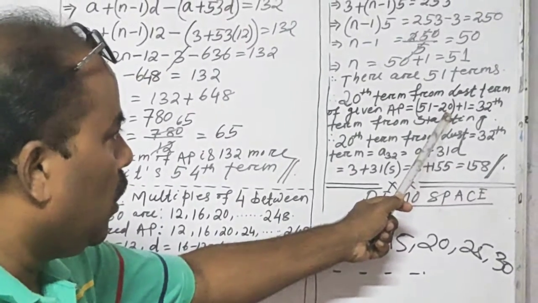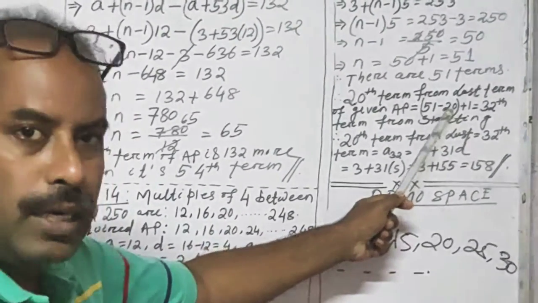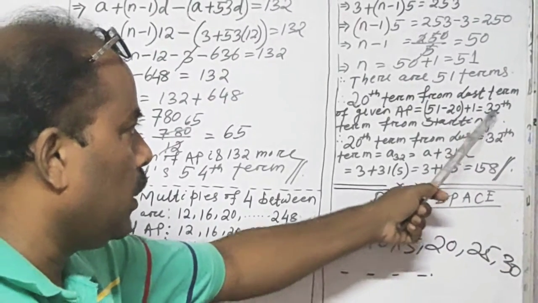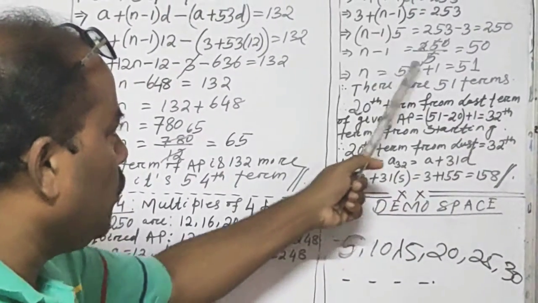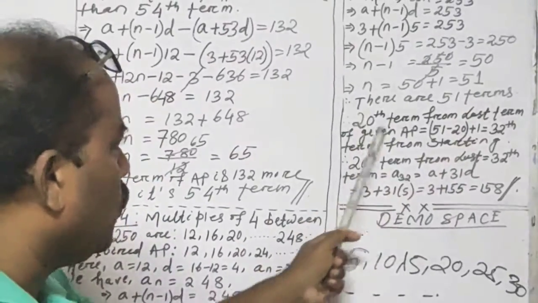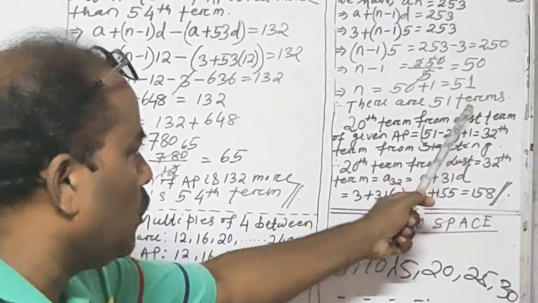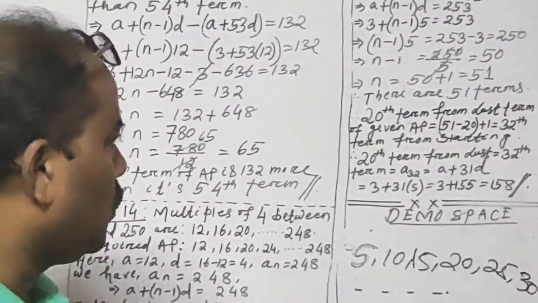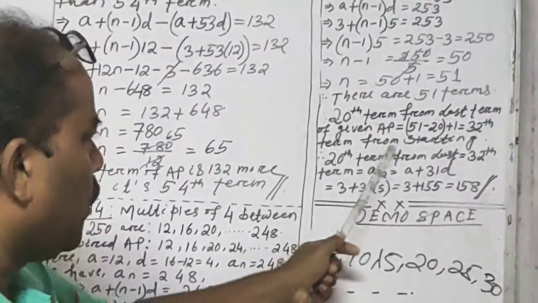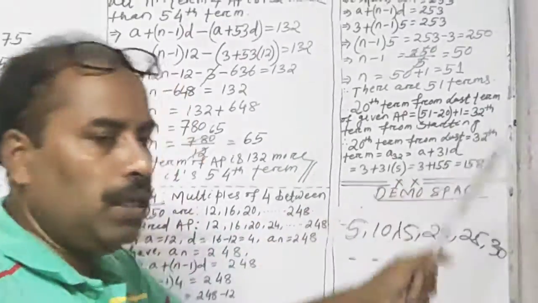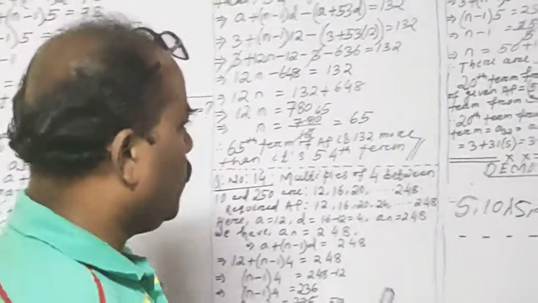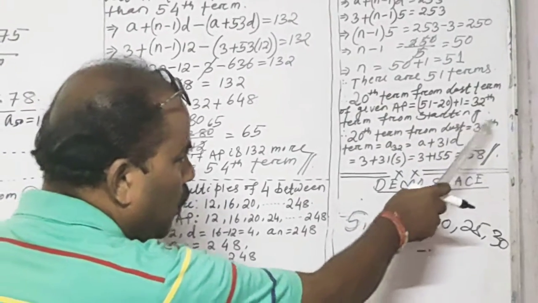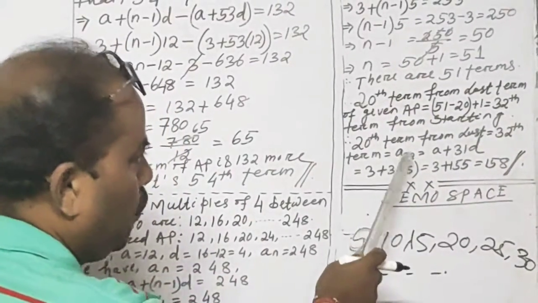Then 31 terms are left. Then we have to add 1 to get our desired term, that is the 32nd term. So the total number of terms is 51, minus the asked 20 terms. 51 minus 20 is equal to 31. Generally we have to take the next number, that is the 32nd term from the starting. This 32 will be from the starting only. So that is why the 20th term from the last is equal to the 32nd term from the first.